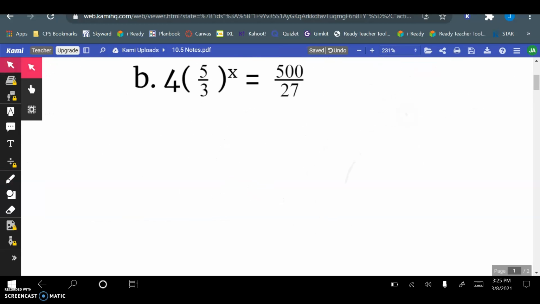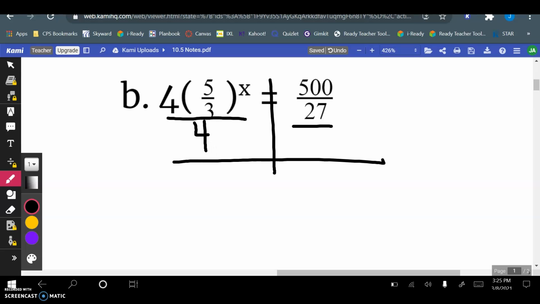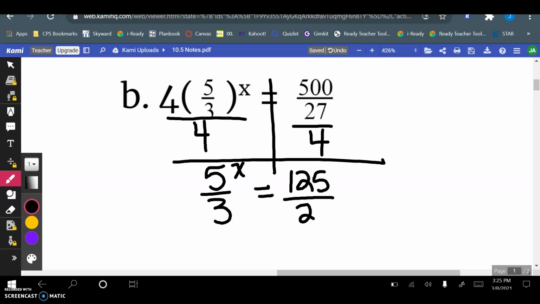And for this one, we are going to have to divide by 4 first. So we're going to be left with 5/3 to the x power equals, and dividing by 4 is finding out what 1/4 of 500/27 is, and that would be 125/27.